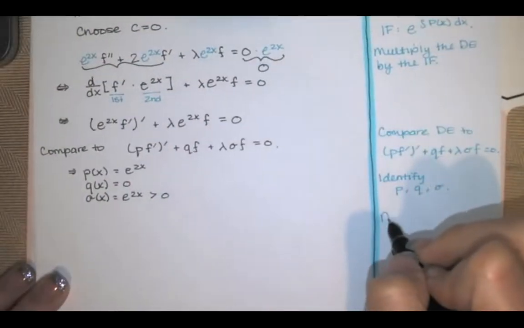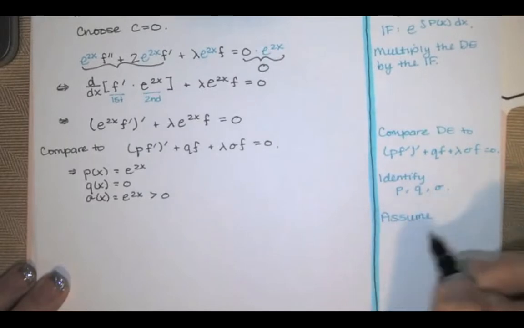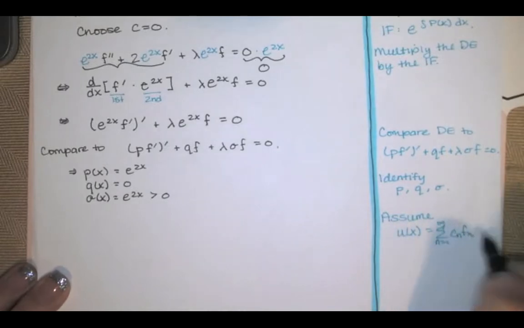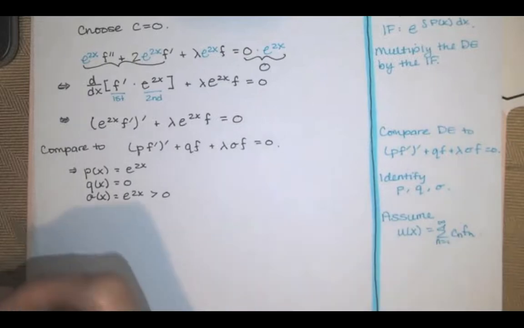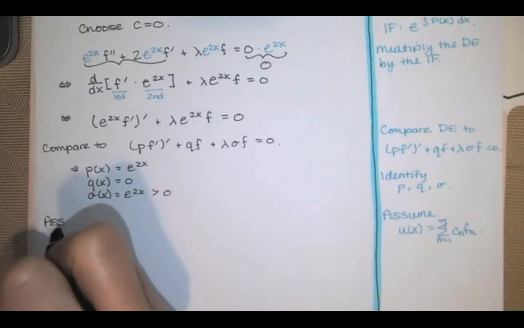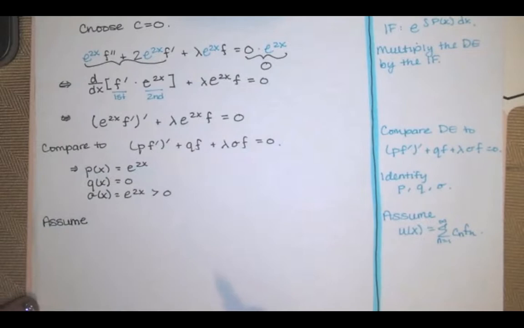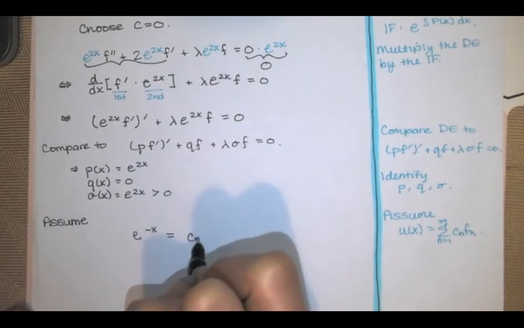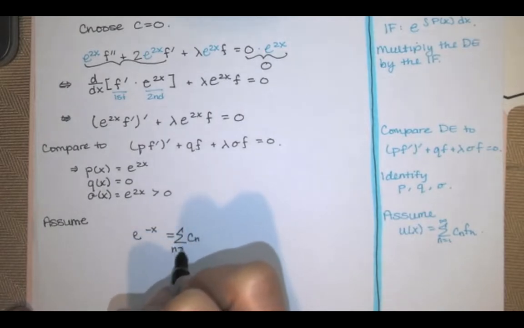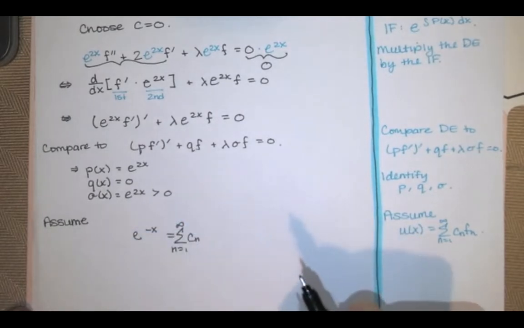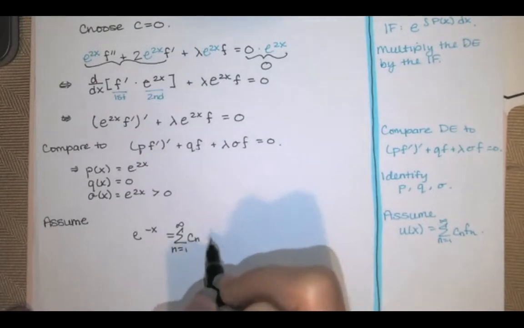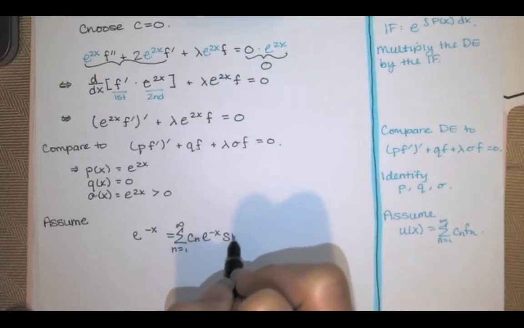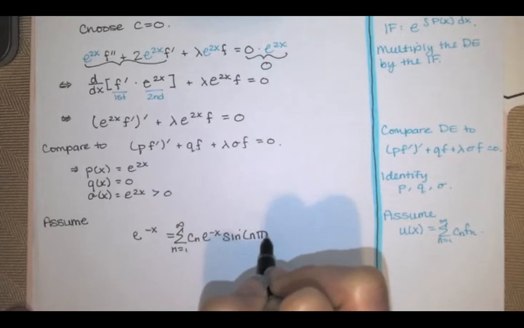So now we will assume that u is equal to the sum as n goes from 1 to infinity of c sub n times f sub n. And I will actually substitute in my u. So I've got e to the negative x as my u. And I want that to be equal to the sum as n goes from 1 to infinity of c sub n times f sub n, and f sub n is e to the negative x times sine of n pi x.